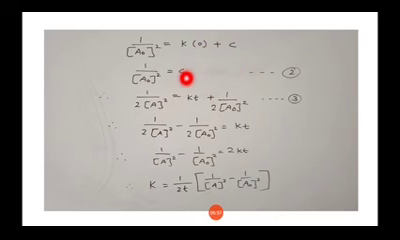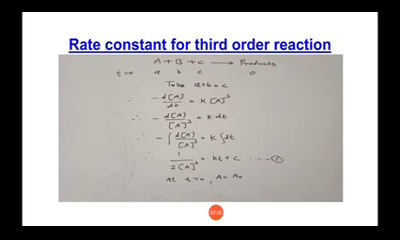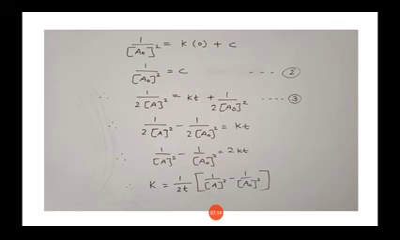So we will get the value of c, that is the integration constant: c is equal to 1 upon a0 square. Now substitute this value in equation number 1. You must know what equation number 1 is. So in this equation number 1 we have to add the value of c. So it becomes 1 upon 2a square is equal to kt plus 1 upon 2a0 square. That is our equation number 3.